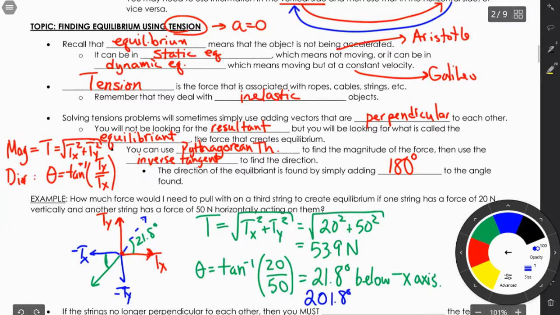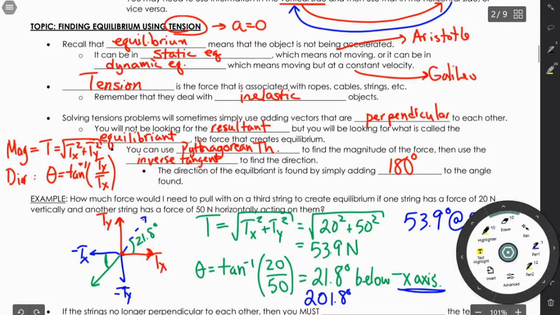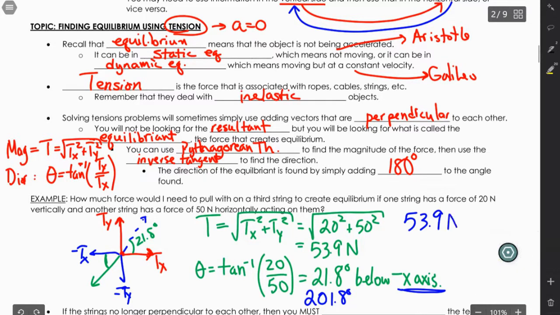To give you the full-fledged number, right? But typically in physics, we do want it between 0 and 90, and we just indicate the general direction. So I would have to pull with 53.9 degrees at 201.8, oh, sorry, not 51 point, right? So I have to pull with a strength of 53.9 newtons at 201.8 degrees to create equilibrium. So that is my answer, okay?